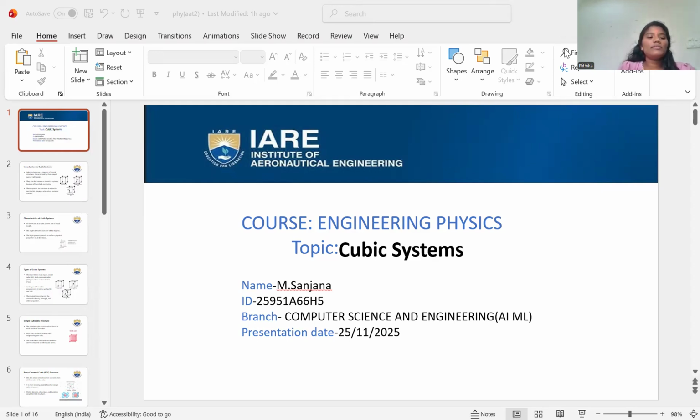A cubic system is a crystal system in which the unit cell, the smallest repeating unit of the crystal lattice, has the shape of a cube. It is the most symmetrical of the seven crystal systems, with all three axes equal in length: a equals b, b equals c, intersecting at right angles. Alpha, beta, gamma equal 90 degrees.